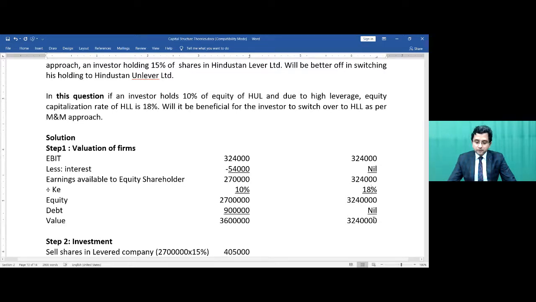It is 3,24,000 divided by 18%. So I think it should be 18 lakh rupees. No, not this one. This one, in fact. I'm sorry. It is 2,70,000 divided by 18%.